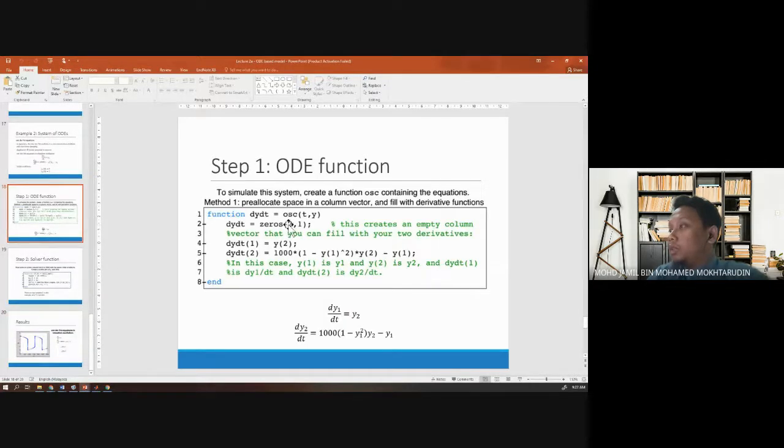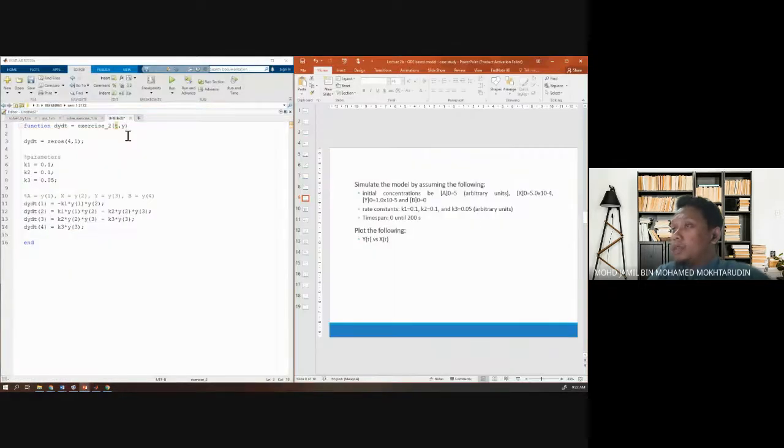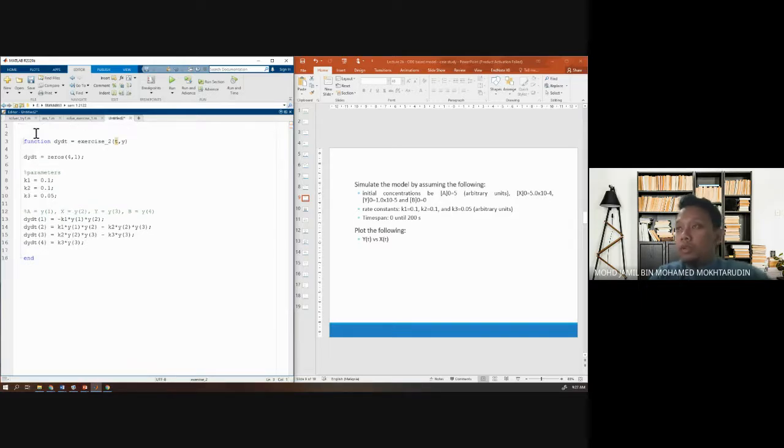Okay, so make it zero. Because we have 4 ODE, so we put zeros 4. Okay, so we should have everything needed in the function number 2. Now we can write the solver function.